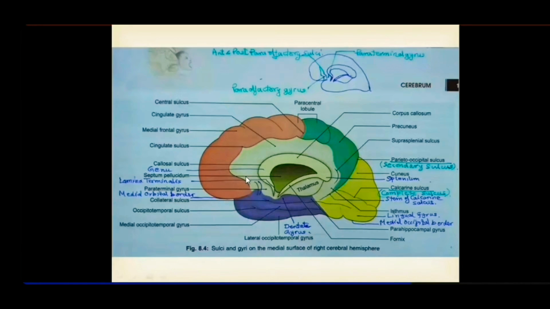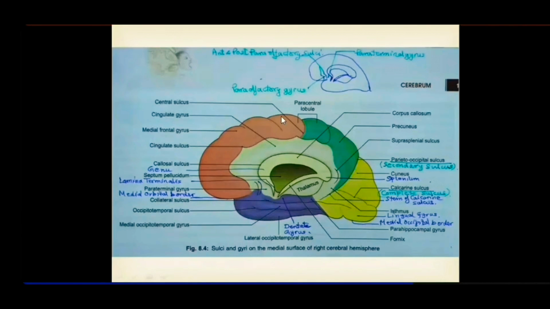This cingulate sulcus reaches up to the three sulci on the superolateral surface, which cut the supramedial border and reach onto the medial surface as well. This was the central sulcus, this was the post-central sulcus, this was the pre-central sulcus, right? So when all three sulci reach the medial surface, remember that the cingulate sulcus joins the post-central sulcus. Got it?